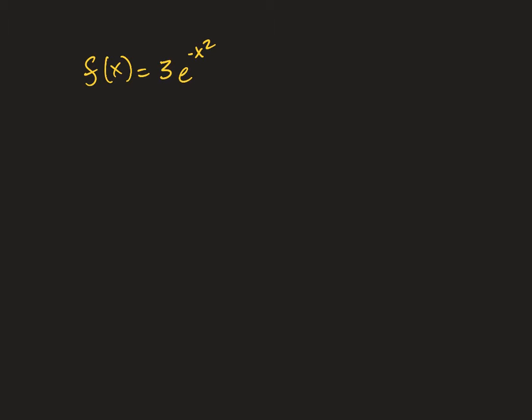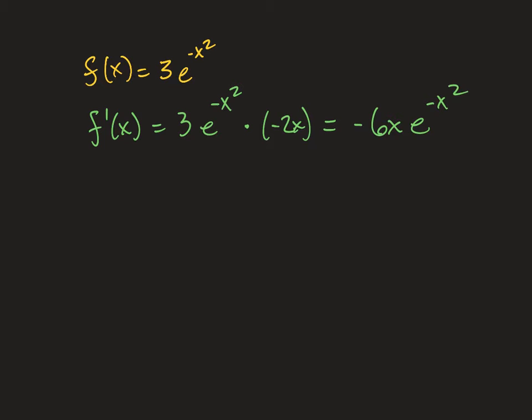So let's find the inflection points for this function f of x equals 3e to the negative x squared. To do that, we're going to do this algebraically, and we're going to find the first and second derivatives. So for this first derivative, f prime of x, that's going to be 3 times e to the negative x squared times the derivative of negative x squared, which is negative 2x. And when I clean that up, I get negative 6x e to the negative x squared. And so that's the first derivative.